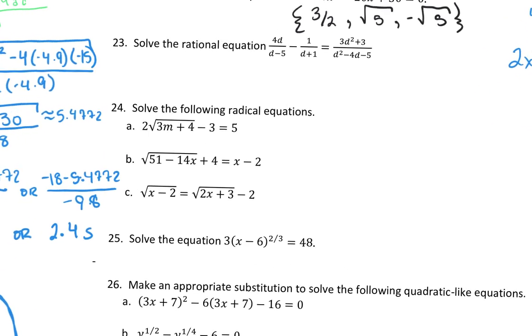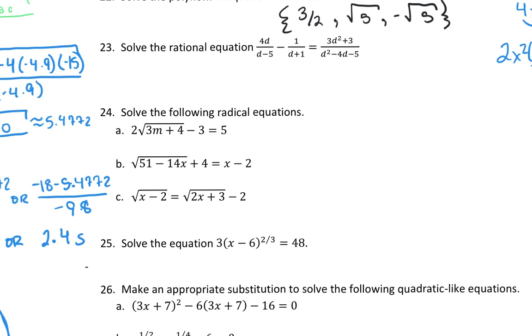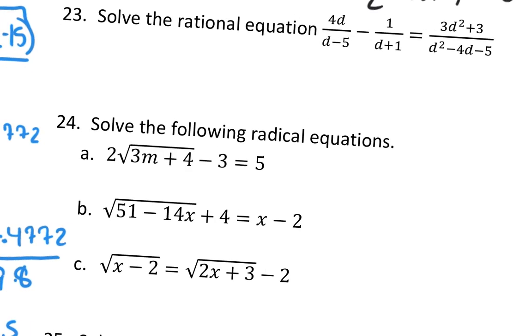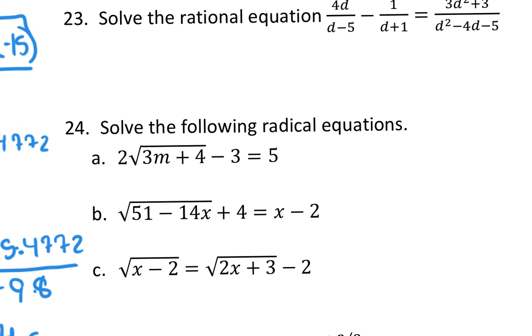So now for this next problem, we want to solve the rational equation 4d over d minus 5 minus 1 over d plus 1 equals 3d squared plus 3 over d squared minus 4d minus 5. So my first step is going to be to go ahead and rewrite that by factoring out that part on the right side. So I'm going to say 4d over d minus 5 minus 1 over d plus 1 equals 3d squared plus 3 over.